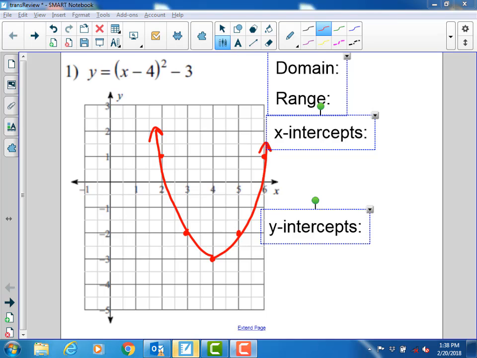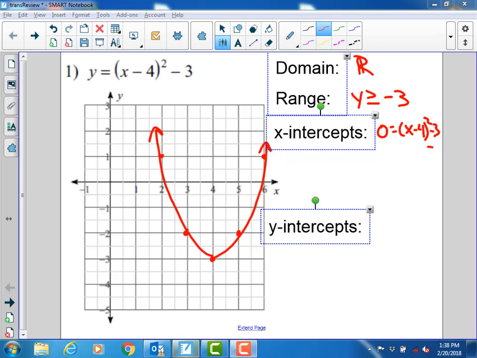So our domain is always all real numbers. Now our range with this one opening up would be y is greater than or equal to -3. So the x-intercepts, we're going to have to plug in 0 for y and solve for our actual x-intercepts since they do not cross at a nice, neat point.